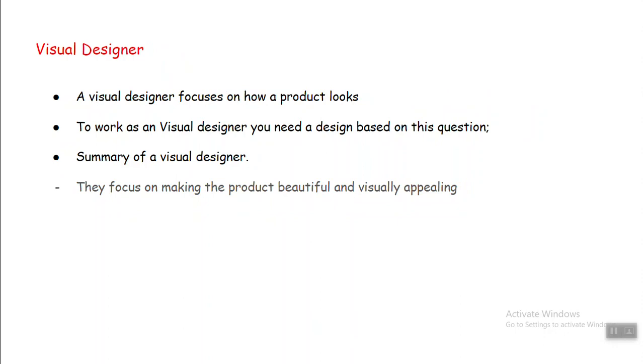A visual designer is a designer that focuses on how a product or technology looks. So in this case, unlike the last type of designer we treated, the visual designer isn't really concerned about how easy the product is to use. Their main goal is to make it as visually appealing as possible. That's the main goal of the visual designer. Visual designers are responsible for designing logos, illustrations, icons, etc.